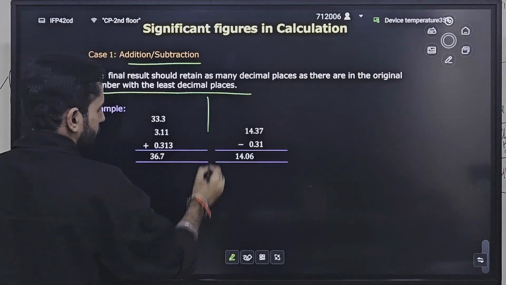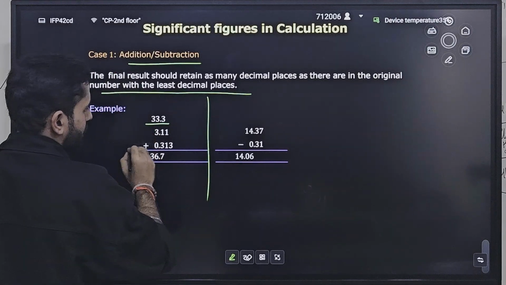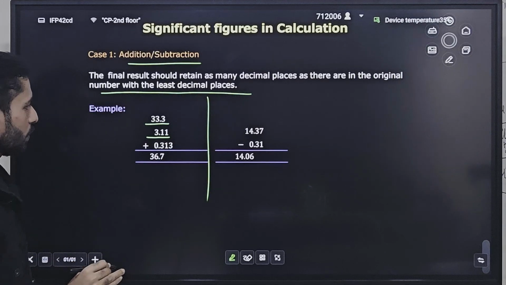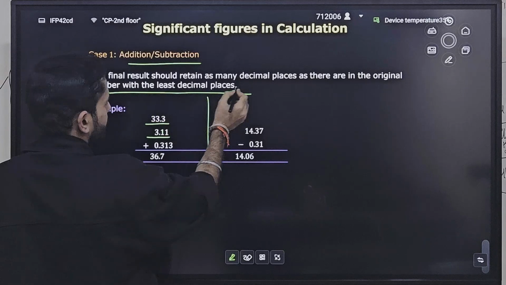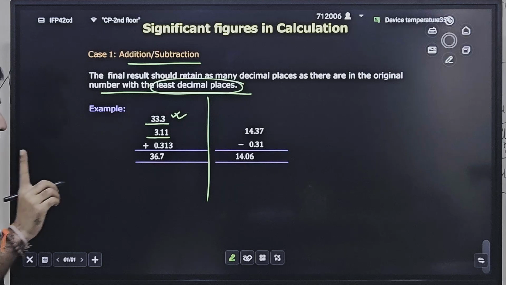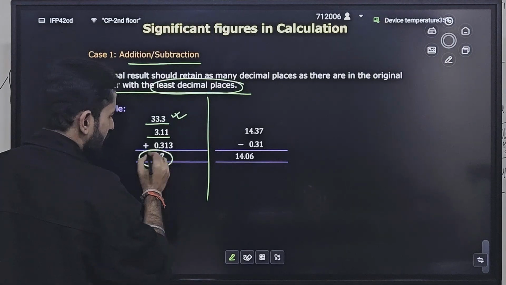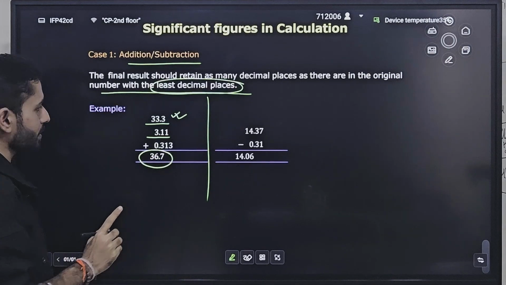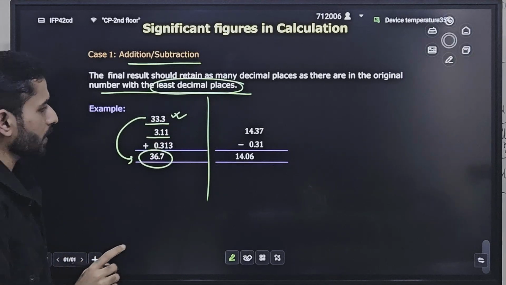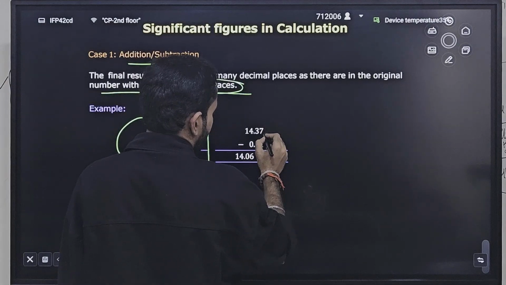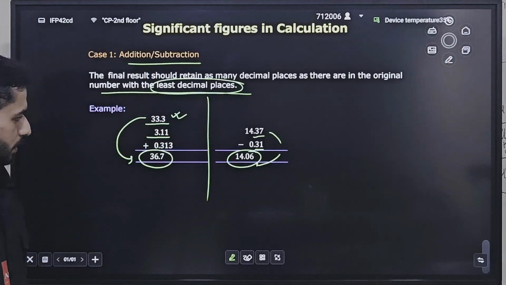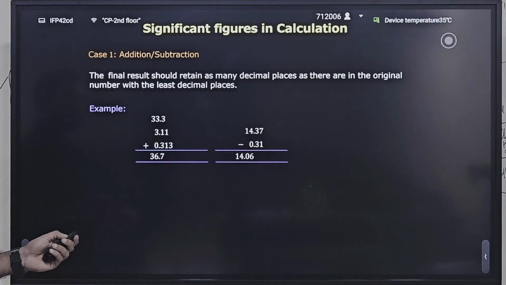See what? Let's suppose this is the addition: 33.3, 3.11, and then 0.31. I am not interested in the calculation. I want to see which one has the least decimal places. Can you say this 33.3 has the least decimal places, and how many? 1. That means the final result will also have only one decimal place. See here also: how many decimal places? 2. How many decimal places? 2. The result will also have how many decimal places? 2. Correct? This is about addition and subtraction.